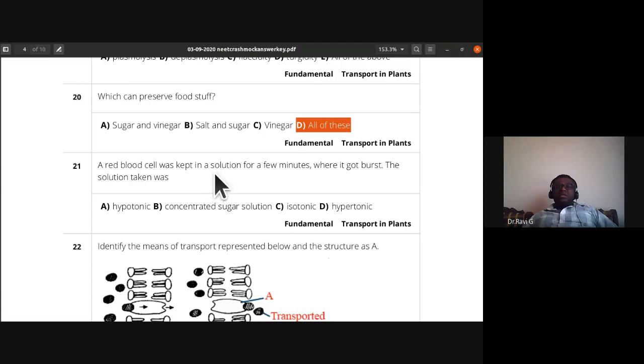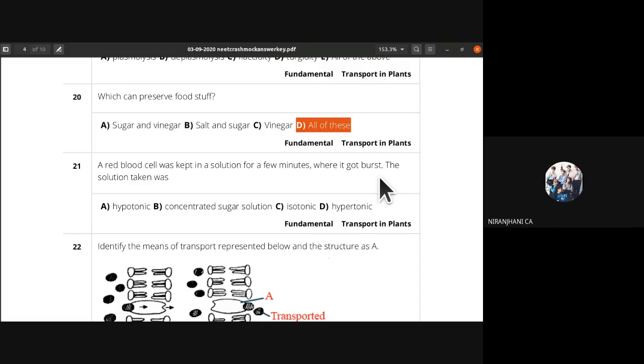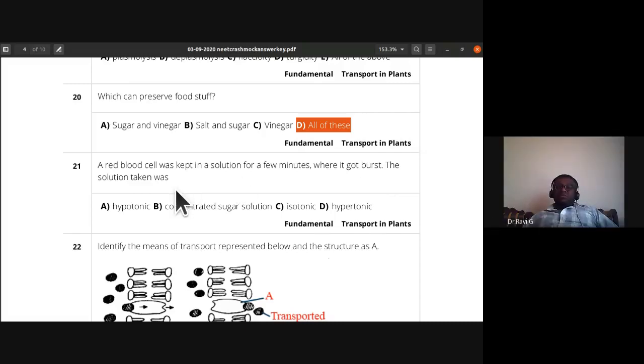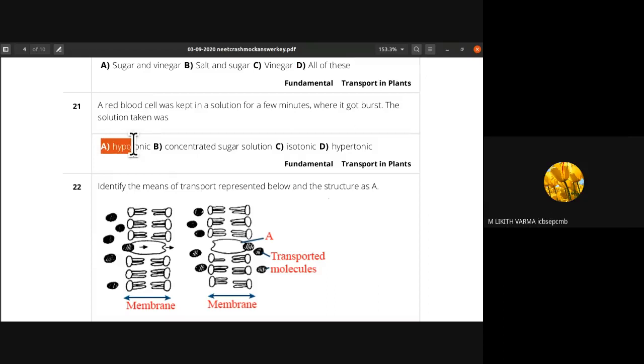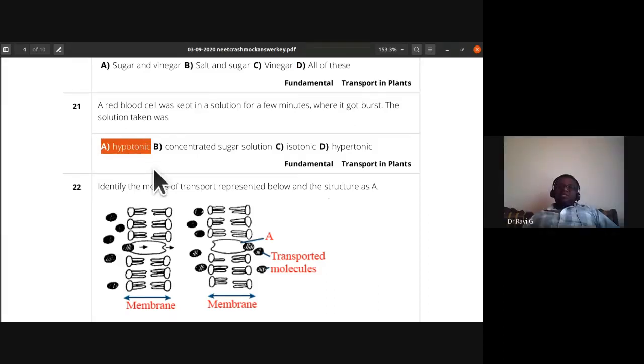A red blood cell was kept in a solution for a few minutes where it got burst. That is, RBC was kept in a solution. What was the solution taken? Hypotonic. A is the answer, hypotonic.